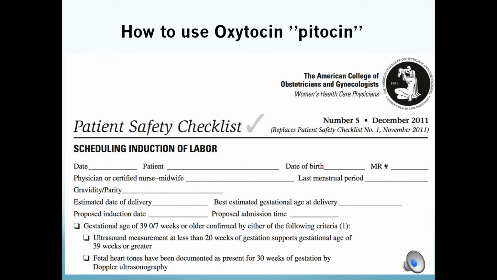Patient name, birthday, who is the responsible person, who decided about the induction of labor, estimated date of delivery, and the purpose of the induction, as well as the gestational age of 39 weeks or older, confirmed by either of the following criteria: either early ultrasound before 20-week gestation, or fetal heart tones documented as present for 30 weeks of gestation by Doppler ultrasound.